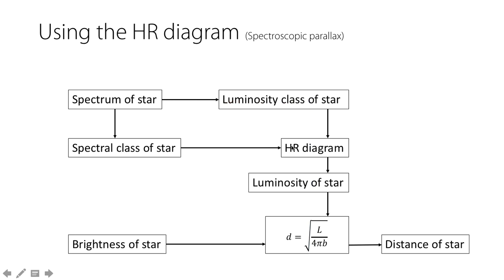As I said earlier, if you know how bright the star really is, and you know how bright you can see it, what its brightness is as measured here on Earth, you can combine that by this equation. The distance equals the square root of the luminosity of the star divided by 4 pi times the brightness of the star, and that will give you the distance to the star.